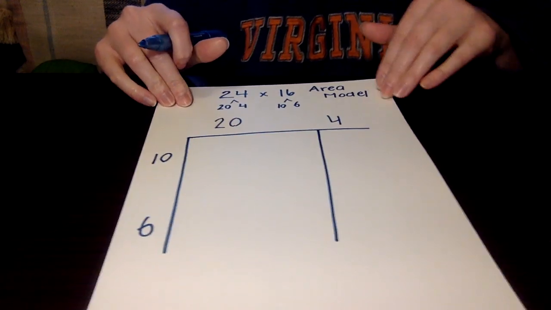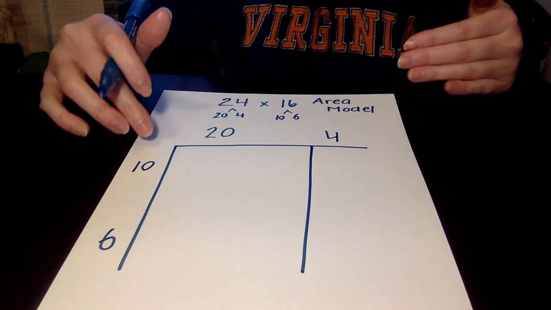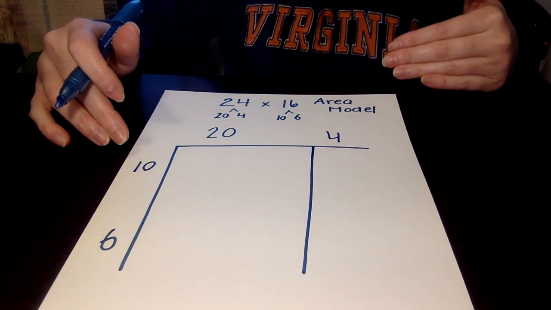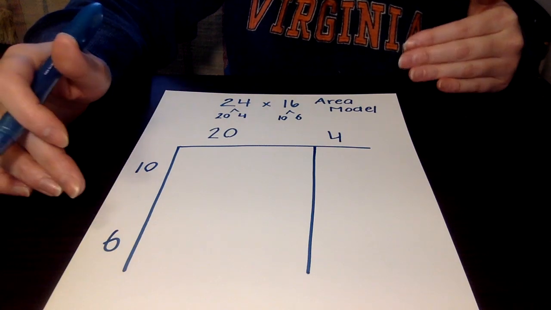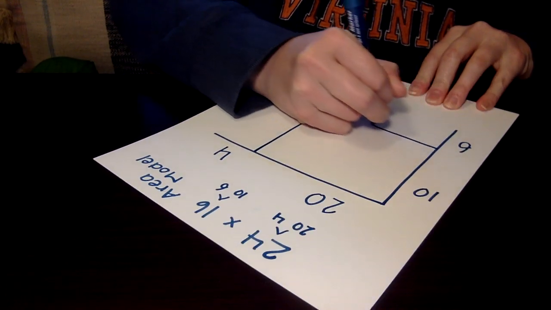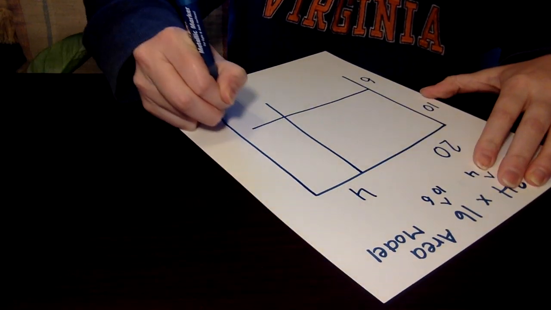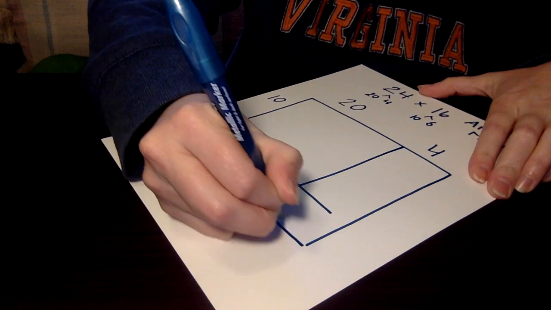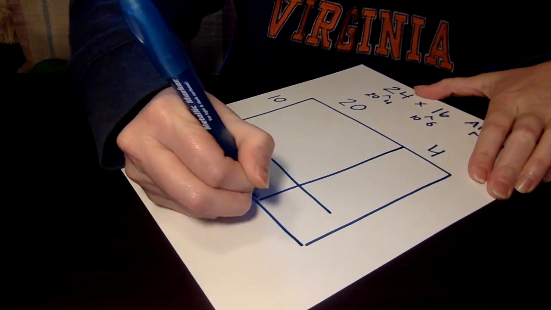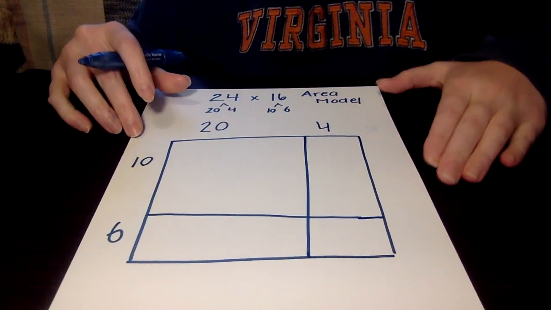I need to do that same thing for my 10 and 6. 10 is larger than 6, so I'm going to need to give it space because when I multiply 10 by something, it's going to be larger than when I multiply 6 by something. So we'll set that up as well. And I'll finish filling out my boxes here. Right? So now I'm ready to go ahead and solve.